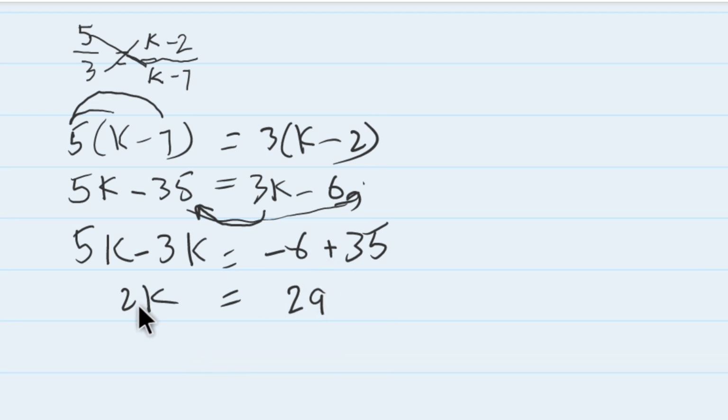So now to isolate k on the left hand side, we will divide by its coefficient on both sides. So 2 will cancel out 2, so k is equal to 29 over 2. Now to check the solution, you can put back k is equal to 29 over 2 and simplify it to check its solution.